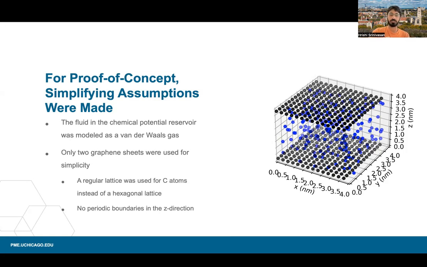The second was that I only used 2 graphene sheets for simplicity, because I was worried that having a second and third graphene plane would be too much for the system computationally. I also modeled the graphene as a regular lattice instead of a hexagonal lattice, which is incorrect, but it's used for simplicity again. Next week I'll try to make that more advanced by initializing the carbon in a hexagonal manner. Finally, I assumed there were no periodic boundaries in the z direction.